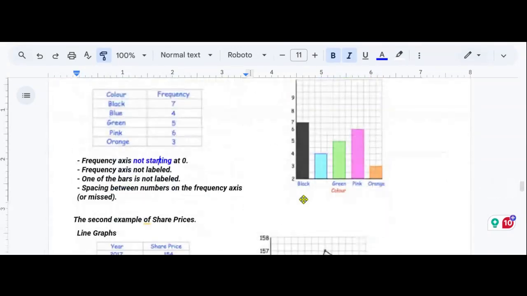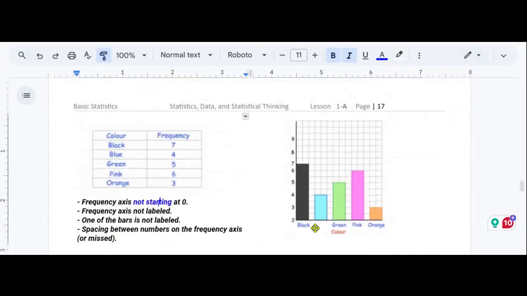What else? Blue is not written. One of the bars is not labeled, the blue one. Also, the spacing between the numbers on the frequency axis is off. What does this mean? 6 and 7. It's not correct here. He makes it small. Between 5 and 6 you have one space, but between 6 and 7 there is no space.